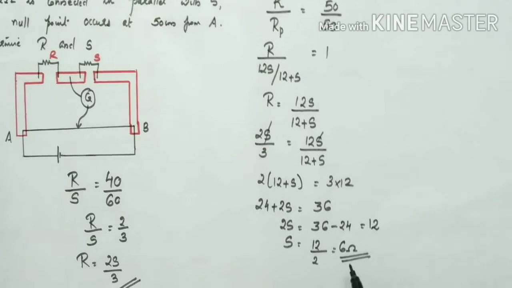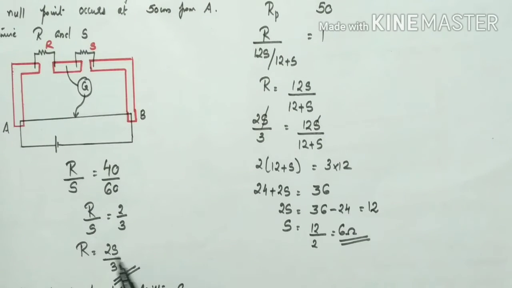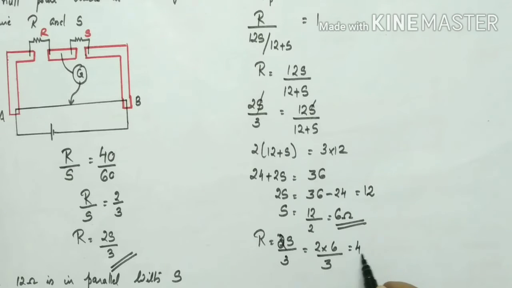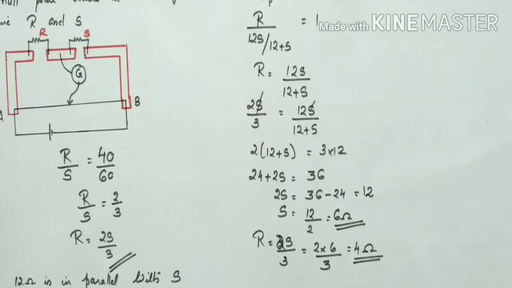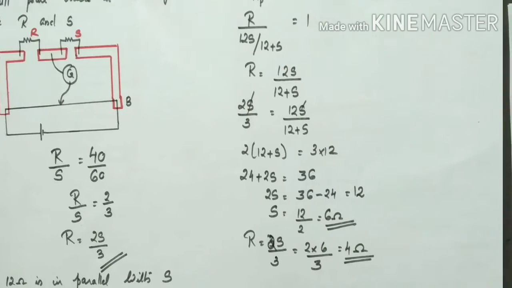If you know the value of S, substitute in any one equation and we can write the formula for R. So, R equal to 2S by 3 is equal to 2 into 6 divided by 3 is equal to 4. So, using this method we can easily find the value of R and S.